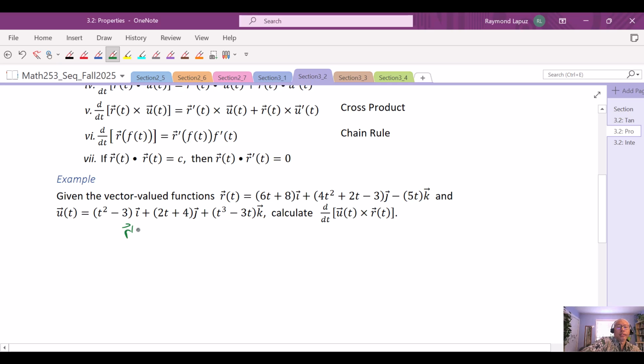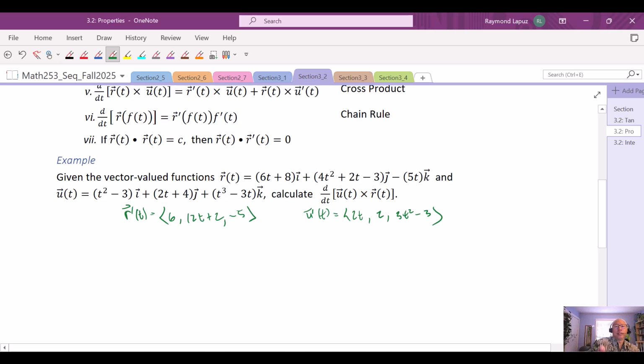and I'm going to switch notations and use the angle bracket notation. The derivative of that is going to be 6, and then 12t plus 2, and 5. Oops, that's a negative 5. Put a comma between, and then u prime is going to be 2t, 2, and then 3t squared minus 3.